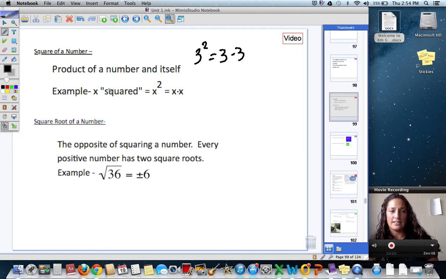So our example, x squared has my x with my 2 just like my 3 with my 2, and this one is just x times x. So if it was 5 squared, it would be 5 times 5.